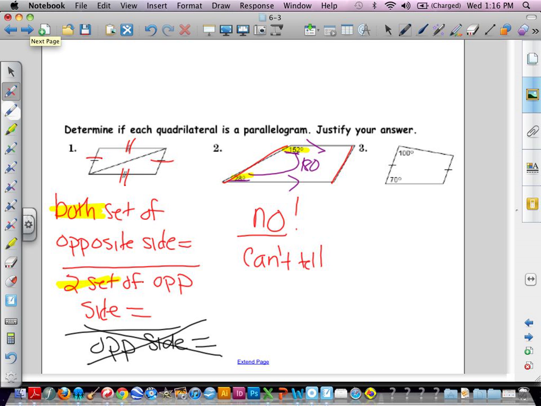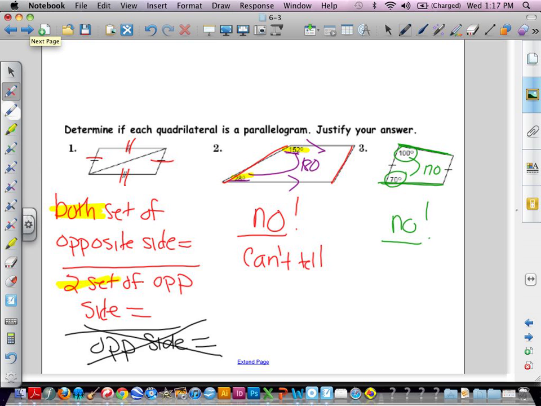Number 3. When you look at number 3, you're saying, well, those don't add to 180. They're only 170, so I'm not going to be able to add arrows because these are consecutive interior angles. They don't add to 180, so you're writing no down.